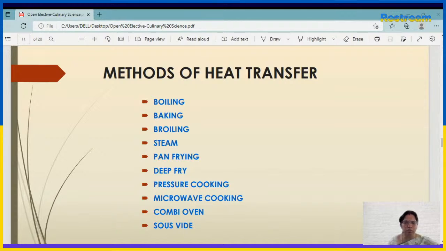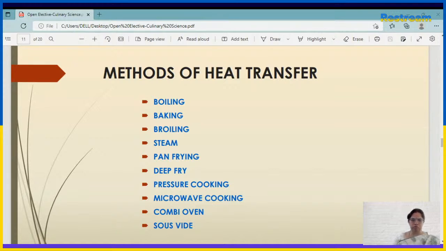Broiling is exposing food directly to radiant heat. Then steaming, which we have spoken about, where you leave the water to boil and in the steam itself the food gets cooked. Then pan frying, where you have a strong pan and a little oil is added to lubricate the pan, and you have shallow frying as well as deep frying. In deep frying you prepare bhajis, puris, etc. In pressure cooking, rice and other vegetables are cooked.